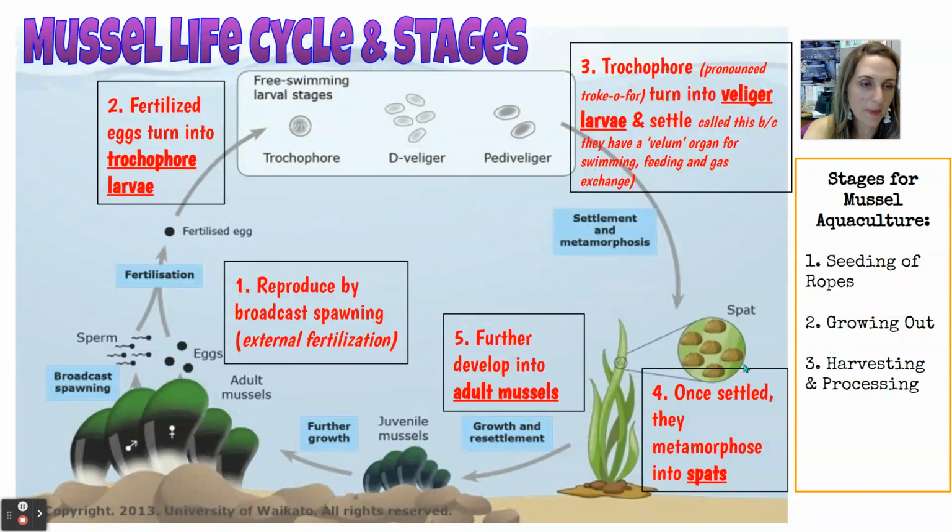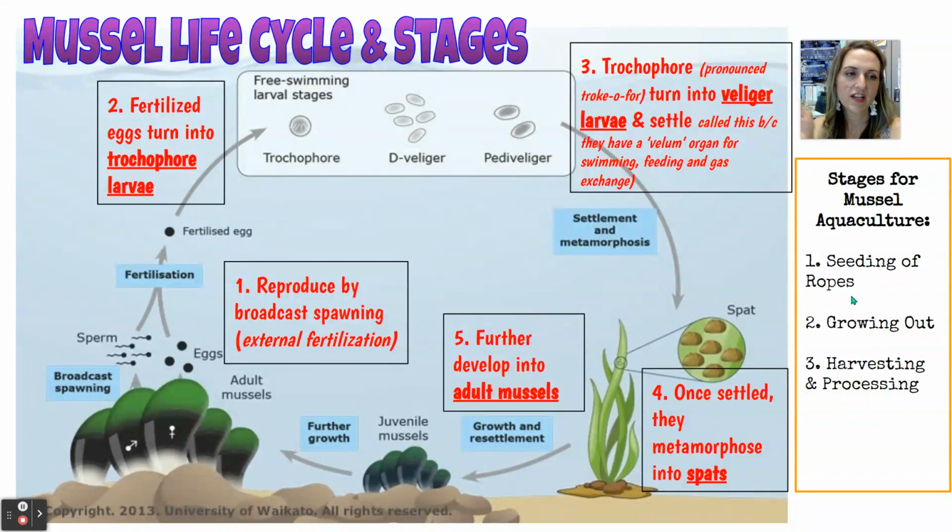Once they settle, they're spats. And I remember that one because if you spit, it's going to land down. So this is when they start to settle down. They land on something. However you learn, it doesn't matter. And then number 5, they develop further into adult mussels and they continue to grow. So the stages for this method then, this is the life cycle.